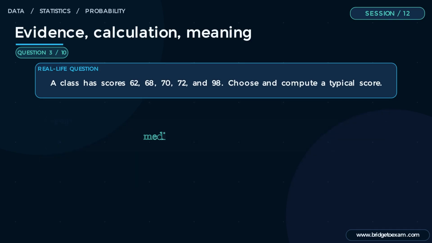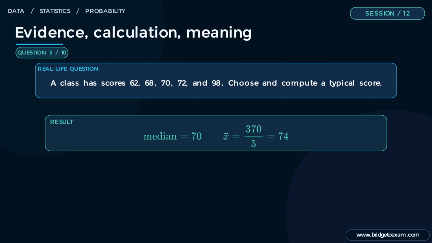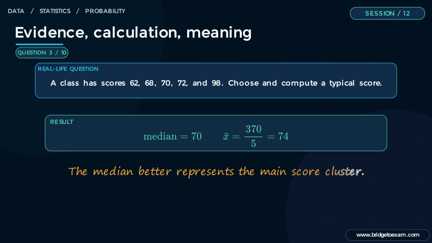Step 4. The median of 70 better represents the main cluster. Quick check. 4 scores are near 70, while the high score pulls the mean upward. This matters in real life because teachers choose resistant summaries when a small class contains an unusual score.